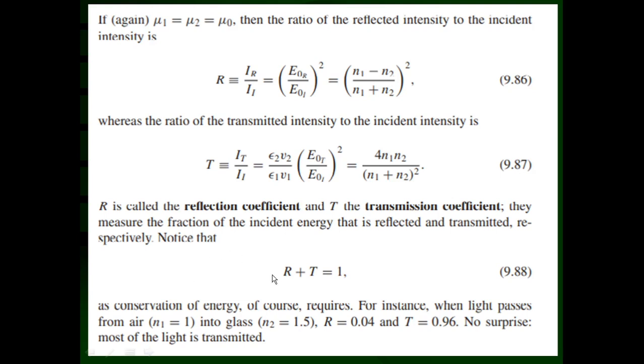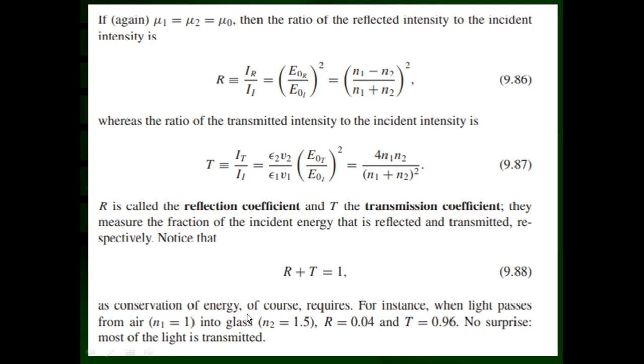Notice that R plus T is equal to 1. That means out of the total energy incident on the surface, part of the energy is reflected back, and part of the energy is transmitted into another medium. The summation of this energy is equal to the total incident energy, according to the conservation of energy, and hence R plus T has to be equal to 1.